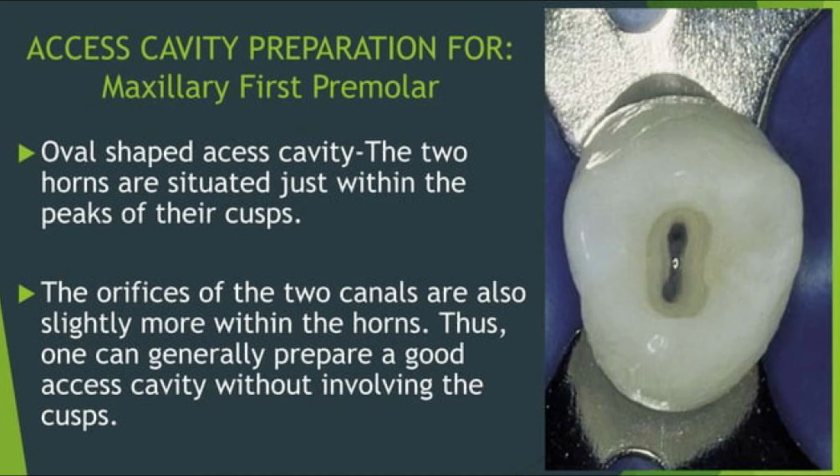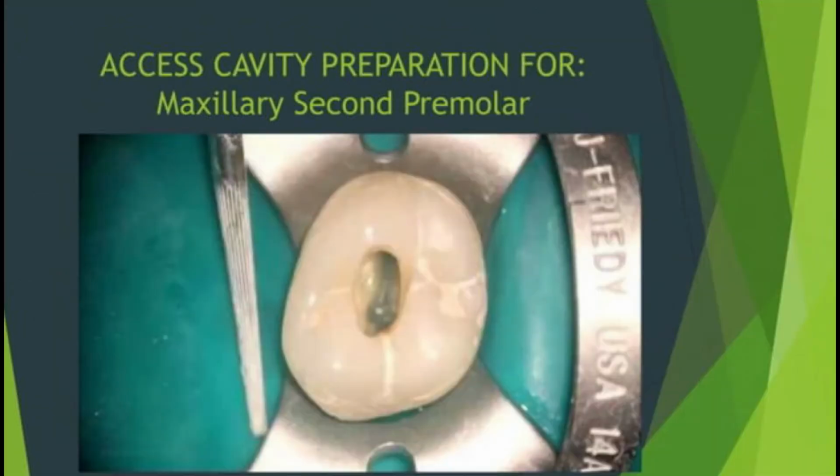For the maxillary first premolar, the access cavity is oval in shape. The two pulp horns are situated just within the tip of their cusps. The orifices of the two canals are also slightly more within the horns, so one can prepare a good access cavity without involving the cusps. This one is the access cavity for the maxillary second premolar.